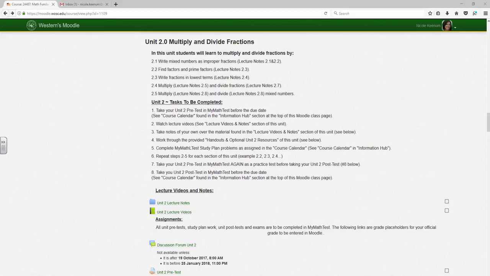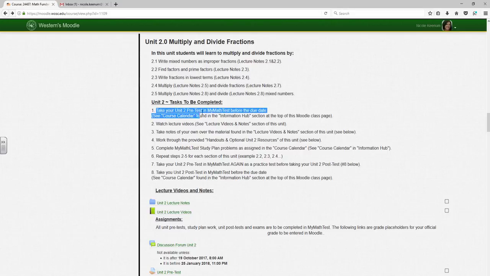All right, this is Unit 2. We will multiply and divide fractions. The first objective is to have students write mixed numbers as improper fractions, to find factors and to find prime factors, write fractions in lowest terms, multiply and divide fractions, and multiply and divide mixed numbers. So the things that you want to work through are these 8 steps.